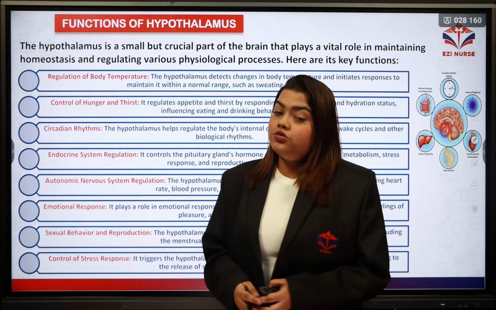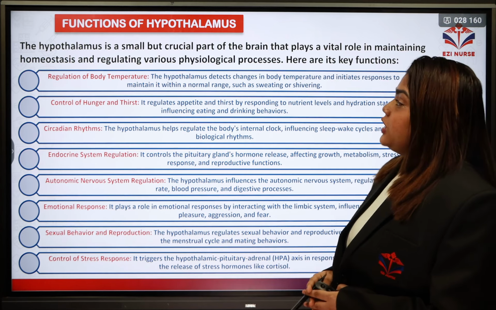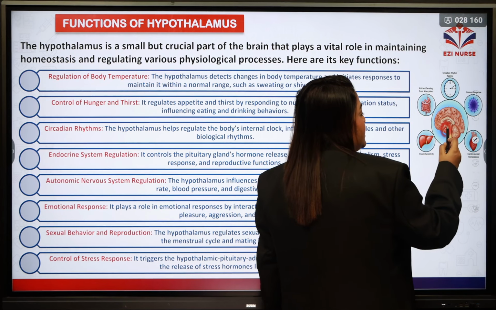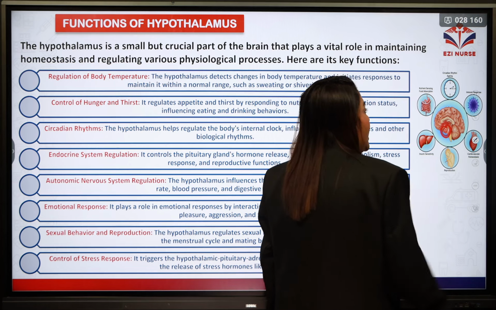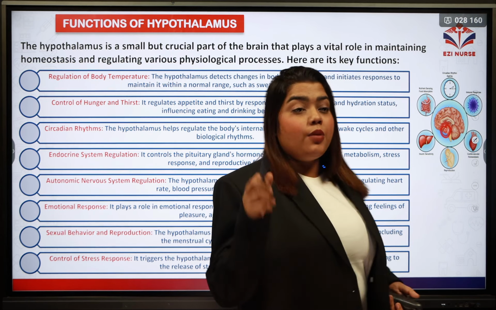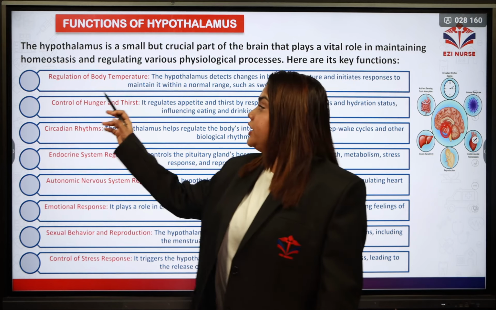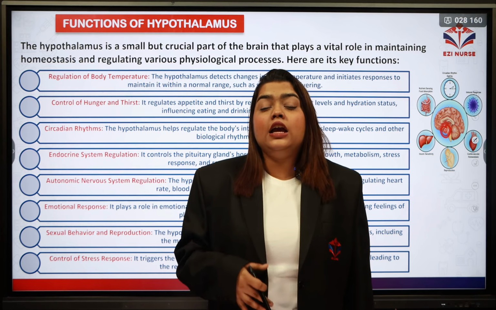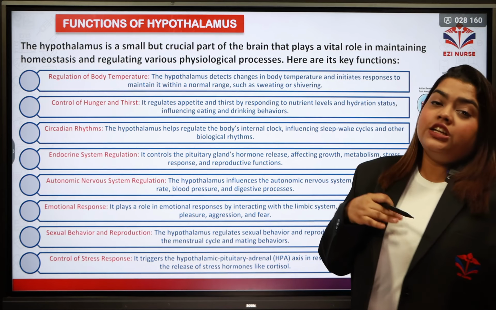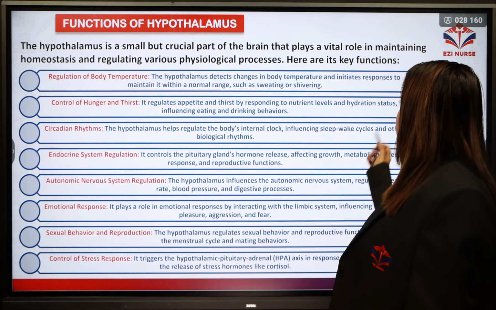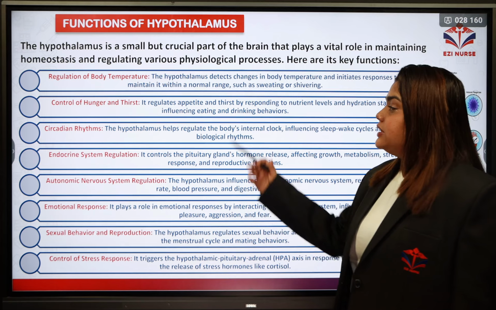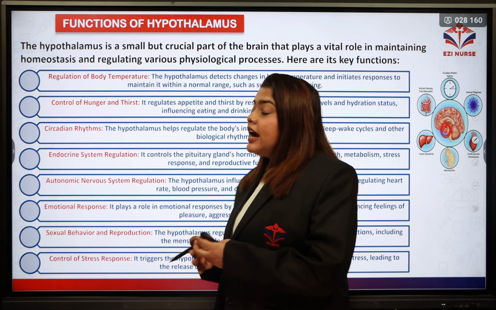Next we will move on to the functions of the hypothalamus. If you can see the brain, the hypothalamus is present here, and it is controlling most of the functions in our body. So the first function is regulating body temperature, or maintaining normal body temperature. The hypothalamus detects changes in body temperature and initiates the response to maintain a normal body temperature. Then control of hunger and thirst.